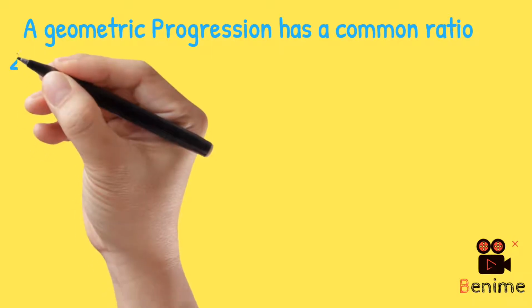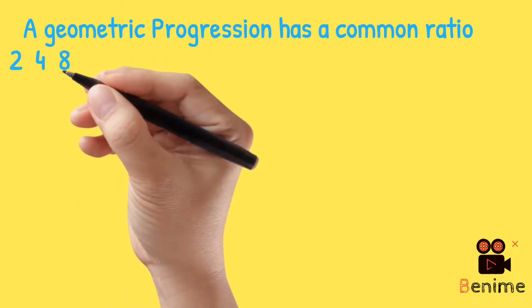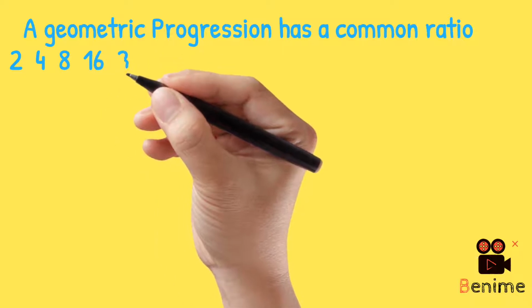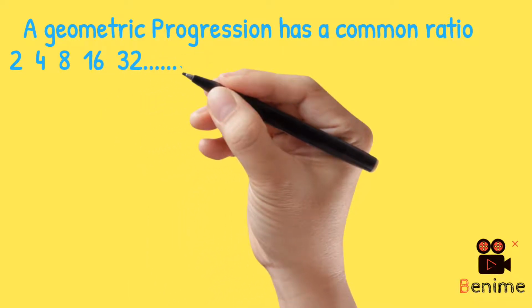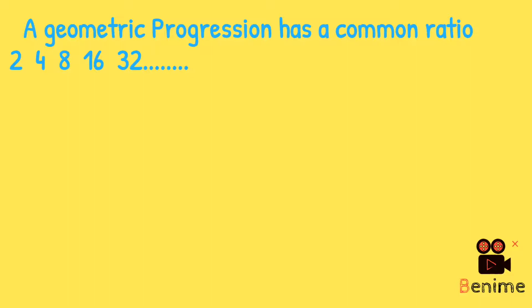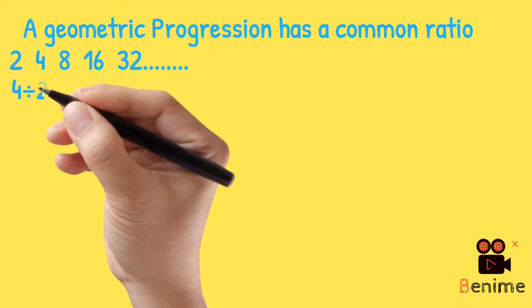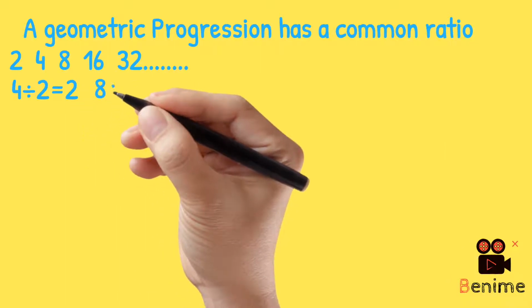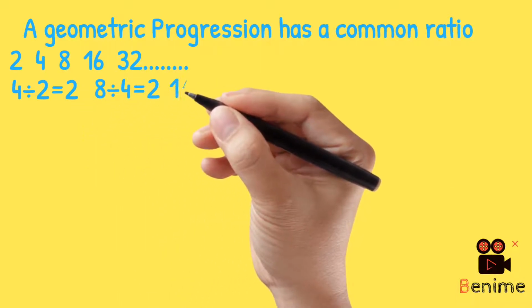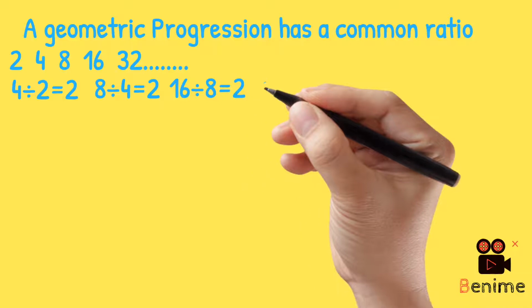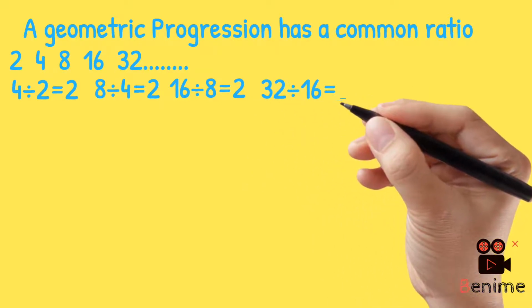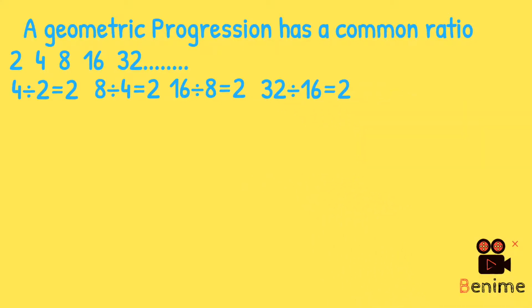Take this series for example: 2, 4, 8, 16, 32, and so on. If you try 4 divided by 2, you will get 2. 8 divided by 4, you will get 2. 16 divided by 8, you will get 2. 32 divided by 16, you will still get 2. So this is an example of a common ratio.